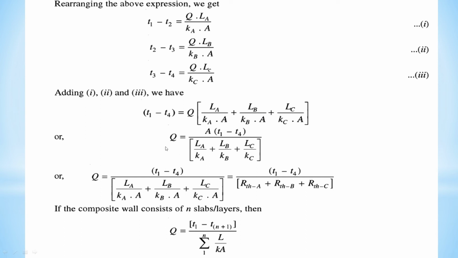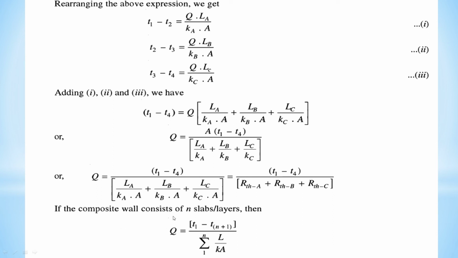Okay, so now we will make Q the subject. Here A is also common, and we are considering unit surface area, so it is multiplied with this term. So Q equals A into T1 minus T4 divided by this term. So Q equals T1 minus T4 divided by the resistance of slab A, resistance of slab B, resistance of slab C, RthA plus RthB plus RthC.